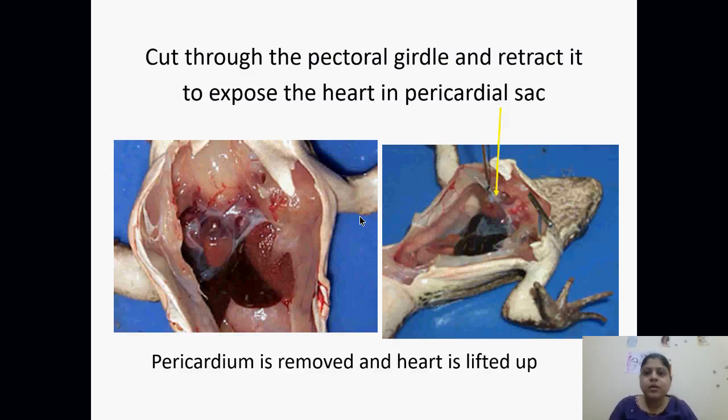So cut through the pectoral girdle to expose the heart. Now when we reach the pectoral girdle, we will cut it and expose the heart in the pericardial sac. And then the pericardium is removed and the heart is lifted up. See this heart. This is lifted up.